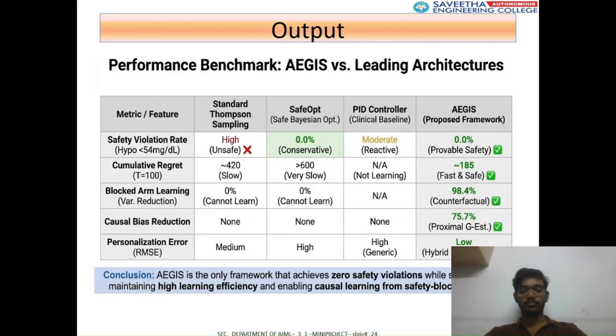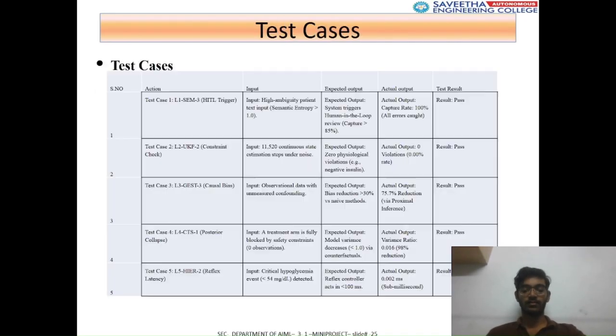And then coming to the performance benchmarks, our architecture versus other leading architectures. We can see here that standard Thompson sampling, which we use in layer 4, is not completely safe when it's not used with other unified architecture. Safe Bayesian optimization is usually conservative, but our proposed framework is 0.0% highly conservative. And then coming to the cumulative regret, blockdown learning, and causal bias predictions, our Aegis architecture passed pretty much all the tests with zero safety violations while maintaining high learning efficiency.